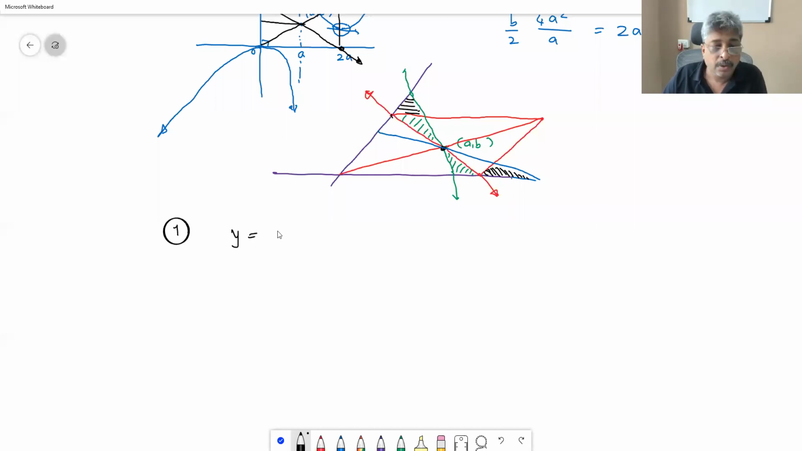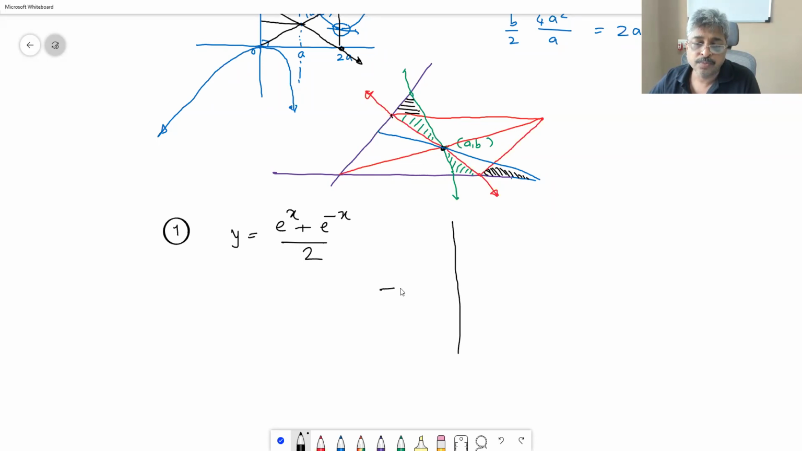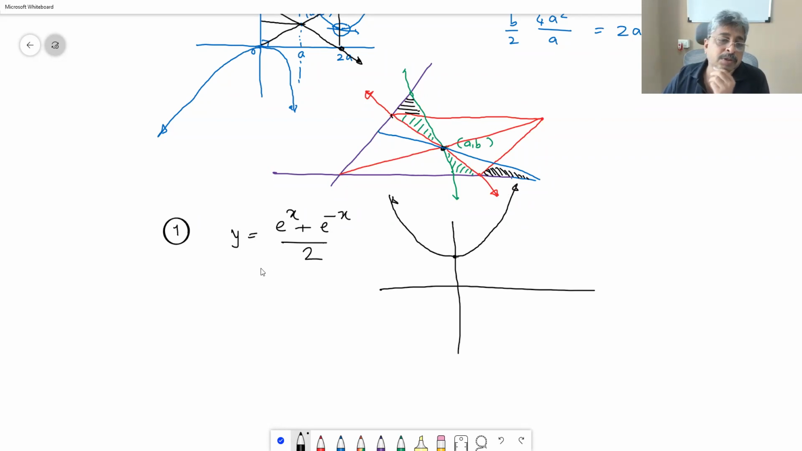Sketch y is equal to e raised to x plus e raised to minus x upon 2. To go about it, you can analyze it the way you want, but it is a simple graph because at x is equal to 0, this is going to be 1. When you put x is equal to opposite of x, the function continues to remain the same, so it's symmetric about the y-axis, an even function, and therefore it is going to look like this. This is also called hyperbolic cos. This is cosh x.